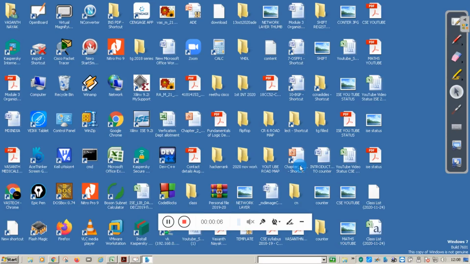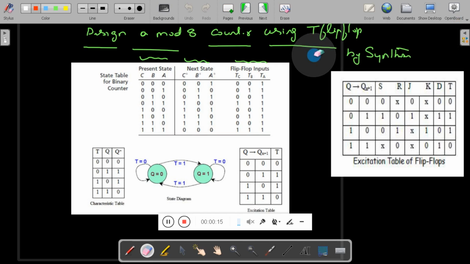In the last session we studied counter. So let me repeat once again, what is a counter? Counter is an electronic device which counts clock cycle. There are two types of counters. One is called a synchronous counter, second one is called an asynchronous counter.